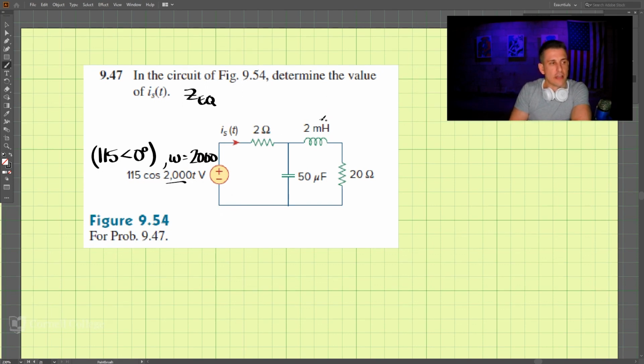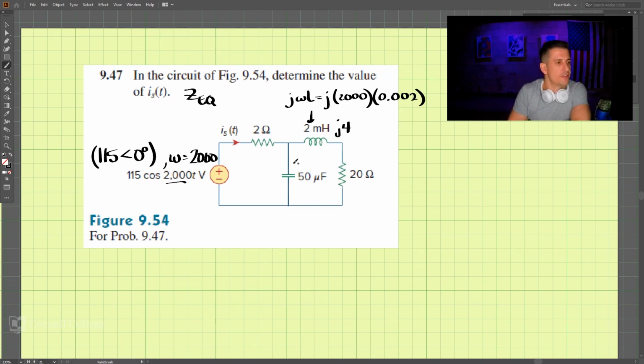Now, let's look at the impedance of each of these. So the impedance here is an inductor, and that is equal to j omega times L. And that is going to be j times omega, which is 2000, times L, which is 2 millihenry, which is 0.002. So this value comes out to be J4. So J4 here.